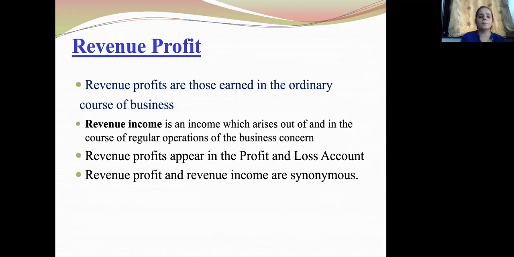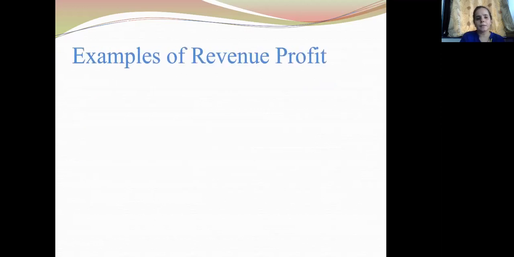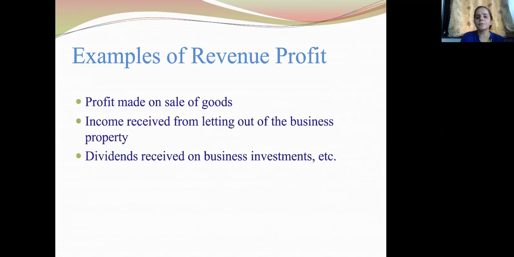That is capital profit. Let us see what a revenue profit is. Revenue profits are those which are earned in the ordinary course of the business. Revenue income is an income which arises out of and in the course of the regular operation of the business concern. Revenue profit appears in the profit and loss account, and revenue profit and revenue income are the same. Let us see the example of revenue profit: profit made on sale of goods. If you are selling goods which cost you 8 rupees at 10 rupees, then 2 rupees is your profit, which is called the revenue profit.